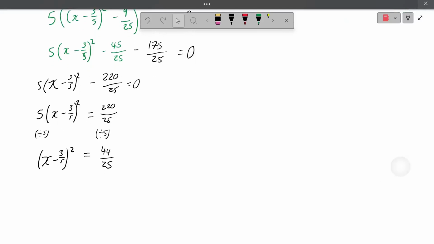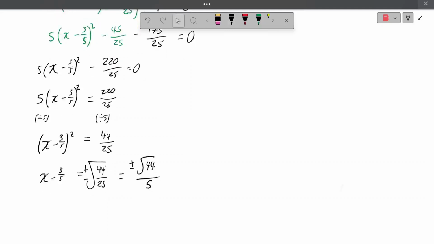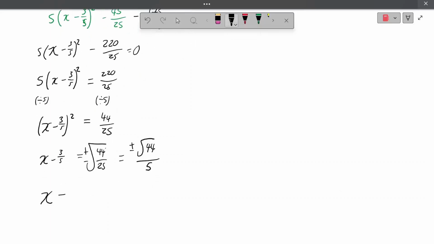Then I'm going to get rid of the squared, so you square root it. So you have x minus 3 over 5, that was squared, now square rooted, equals the square root of 44 over 25. There is a plus and minus, but I can also write that as plus and minus the square root of 44 over the square root of 25, which is 5. I then have x, and I'm going to get rid of that minus 3 over 5 by adding it. So you end up with plus and minus the square root of 44 over 5 plus 3 over 5, which I could write as plus and minus the square root of 44, plus 3, over 5.